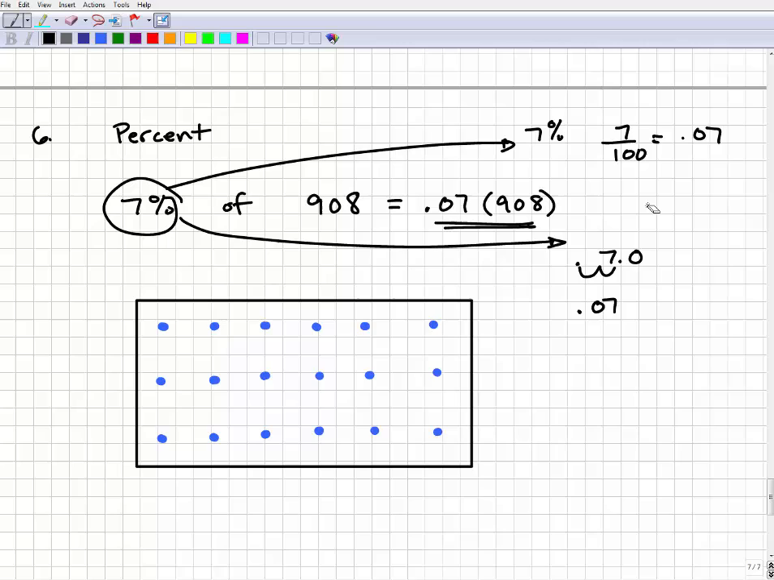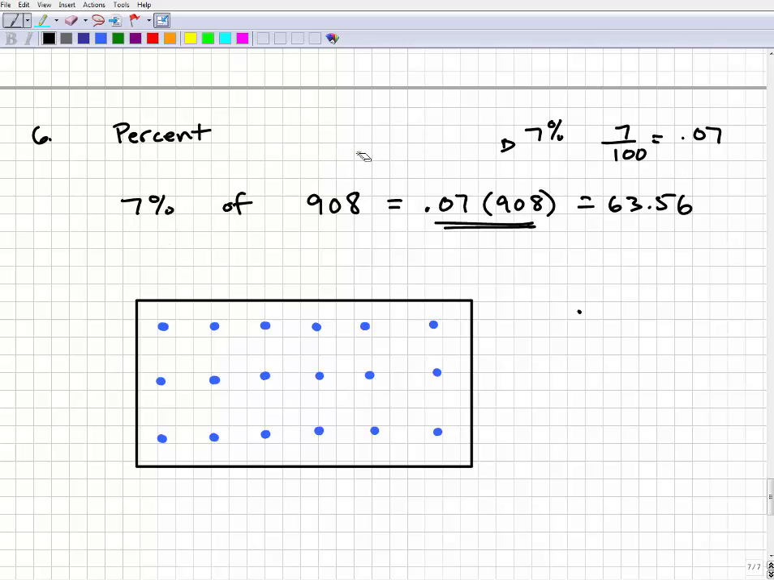Get my calculator. Let's see here. 0.07 times 908 is 63.56. I'm going to use that here in a second to illustrate the concept of percent.